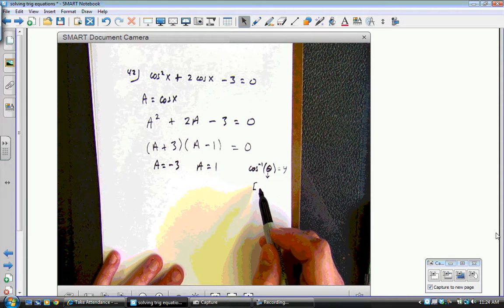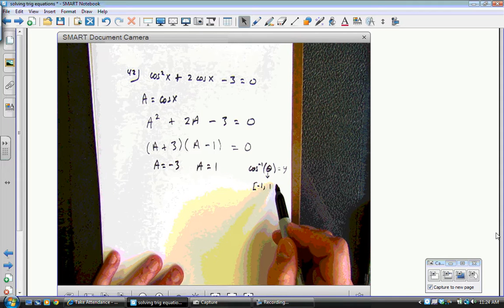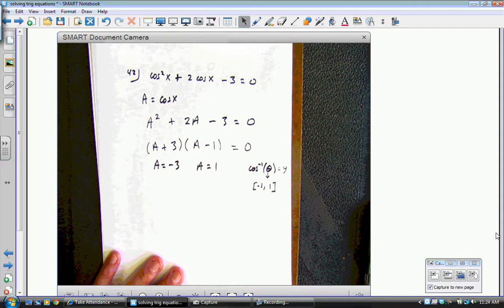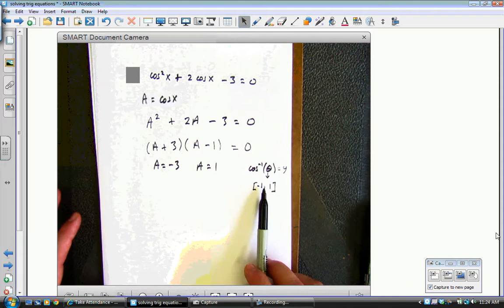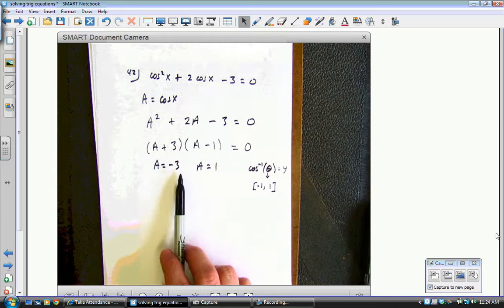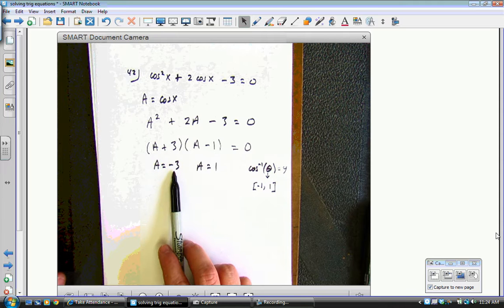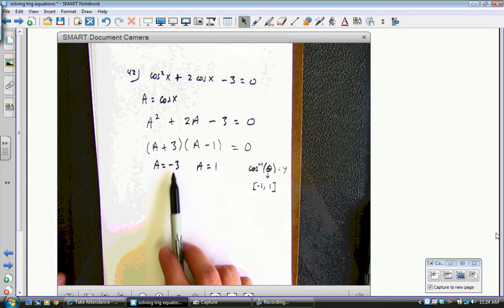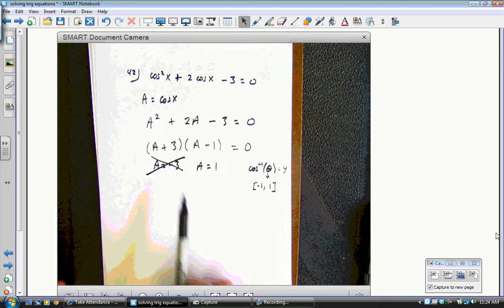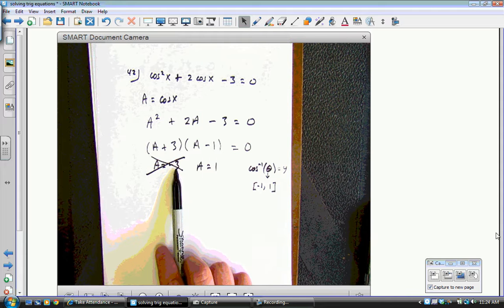Had to be in between negative 1 and 1. Remember that? That's not that big of a deal, okay? But this value here has to fall in between negative 1 and 1. Now, negative 3 does not, does it? So what's going to happen is this is not going to give me any solutions. Okay? The negative 3 is not. So I just don't have to worry about it. So anything that doesn't fall in between negative 1 and 1, I'm just going to do away with.